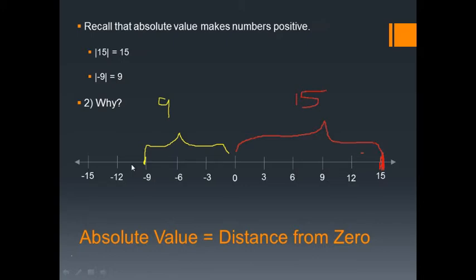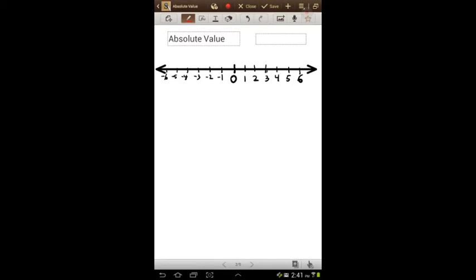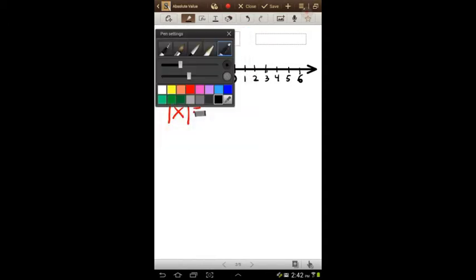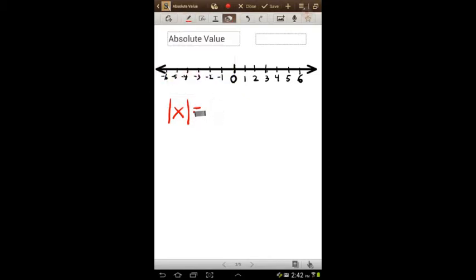Alright, so switch over to my tablet now. Now this time, let's say what happens if we're taking the absolute value of some unknown, say x. What in the world? What the heck just happened there? Pen, red. Tell you what, I'm having some difficulties here.